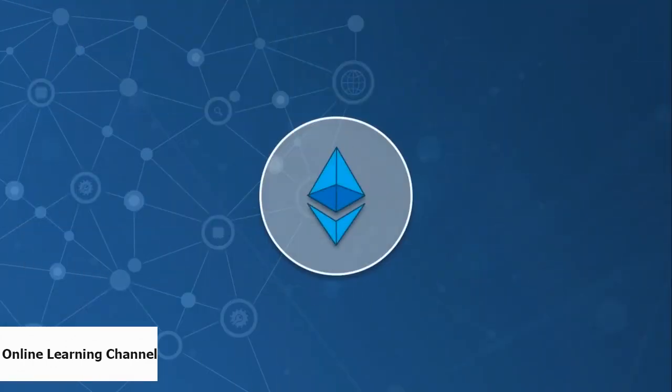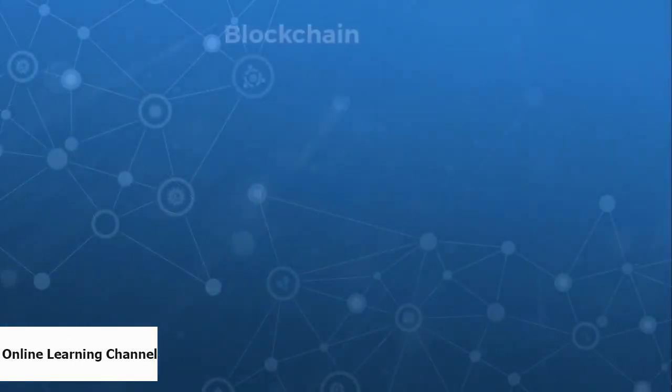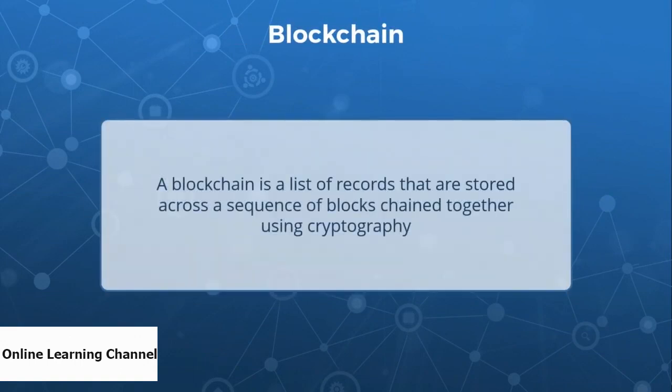And with that, we can now move ahead with our course. And we will start off by explaining what exactly a blockchain is. So a blockchain can be thought of as a list of records which are stored across a sequence of blocks, and that these blocks are chained together using cryptography.